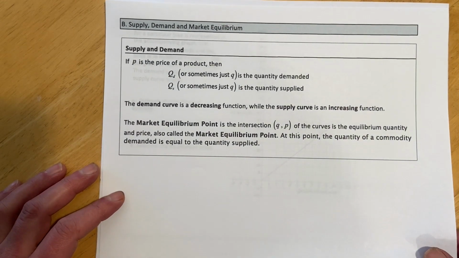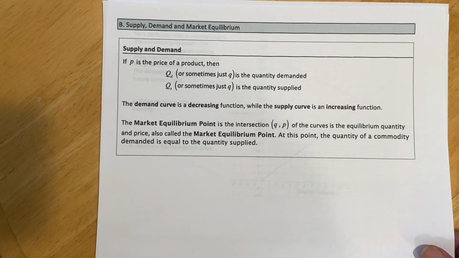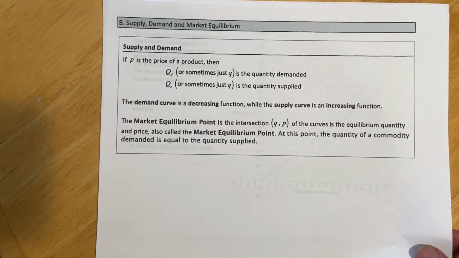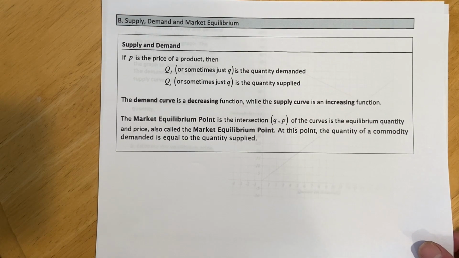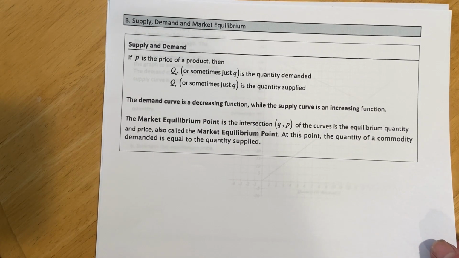Hey everyone, this is Derek, and in this video we're going to look at another style of application problems. These are going to involve supply and demand equations, and mostly what we're going to find is the market equilibrium point. Market equilibrium is the place where the quantity that is supplied for a given price equals the quantity that's demanded for a given price.